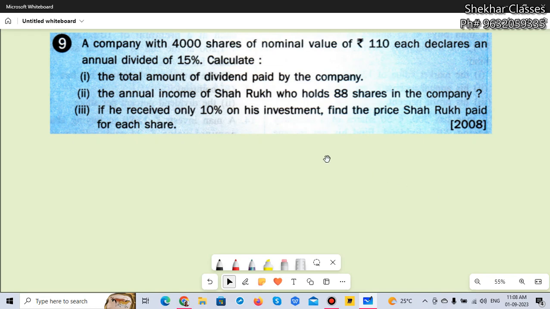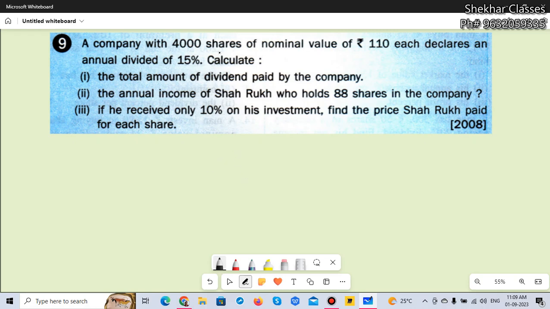A company with 4,000 shares of a nominal value 110 each declares an annual dividend of 15%. Calculate the total amount of dividend paid by the company. This is the other way around. It's not asking how much the person who has a share has got. It says the company is giving out the dividend for how many shares?